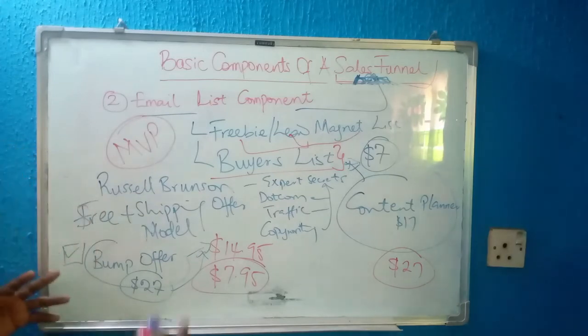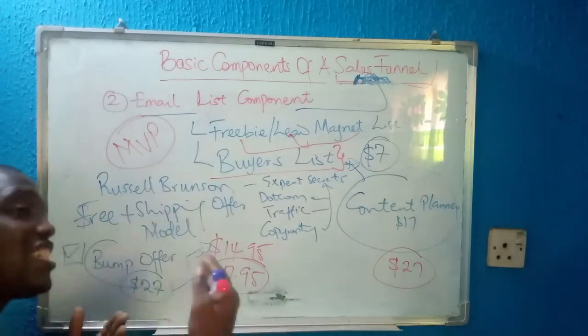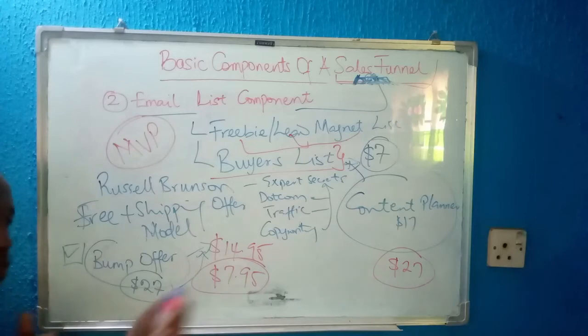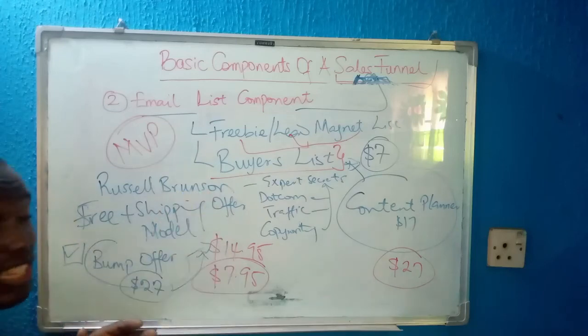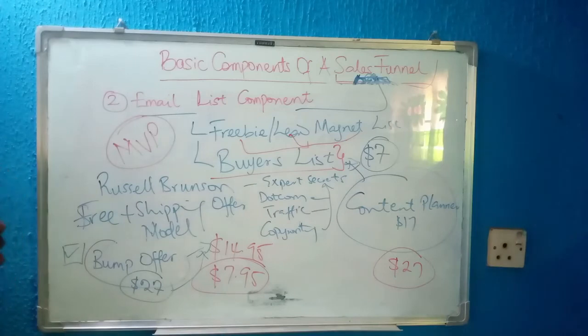So if you have a buyers list, it actually helps you from the onset. Though it might take a bit more time to convince people to buy from you, once they buy from you and you deliver the value that they expect, the transformation that they expect. Don't forget that I told you at the beginning of this video, a sales funnel basically is taking somebody from a point where they are to another point where they want to be. So that's the explanation about this email list component.